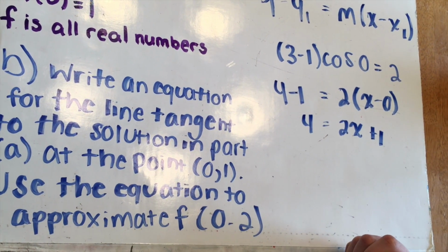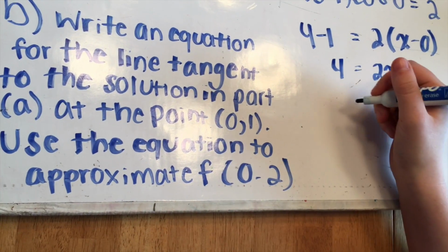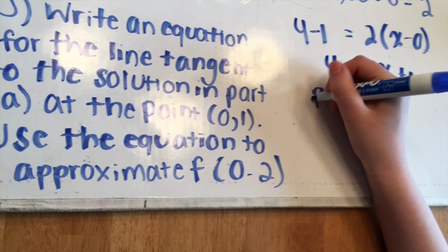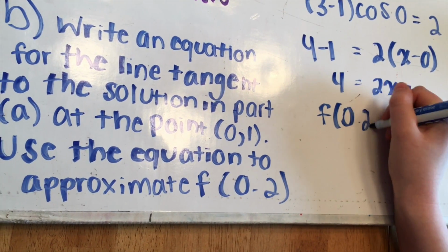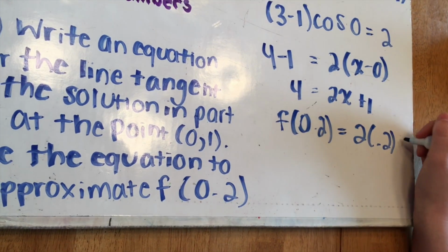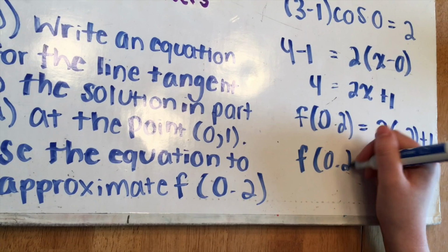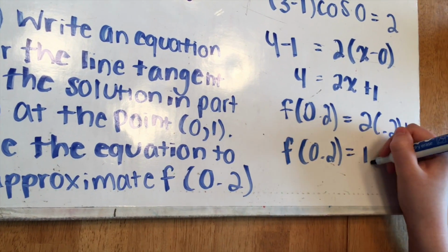In order to approximate f(0.2), you would plug 0.2 into the equation for y. So f(0.2) is equal to 2 times 0.2 plus 1. Therefore, f(0.2) is equal to 1.4.